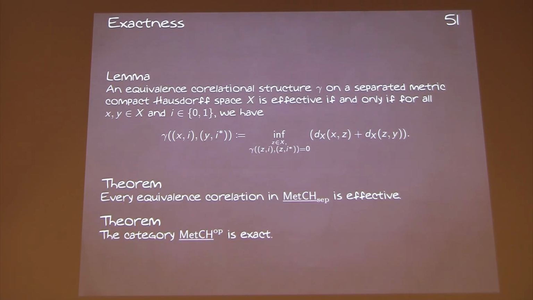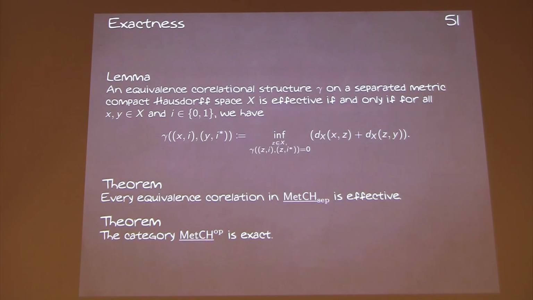And then again, everything else was relatively easy, and so we could eventually reach the conclusion that the dual of this category of metric compact Hausdorff spaces is indeed an algebraic flavor, is an exact category. I don't know how much time is left, but zero. I guess that's a good point to stop. So, thank you very much for your attention.